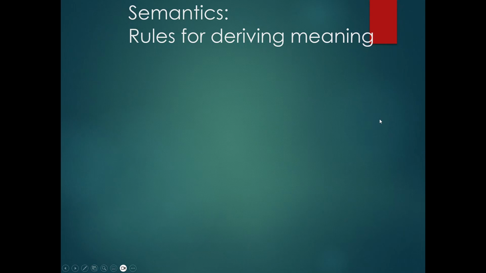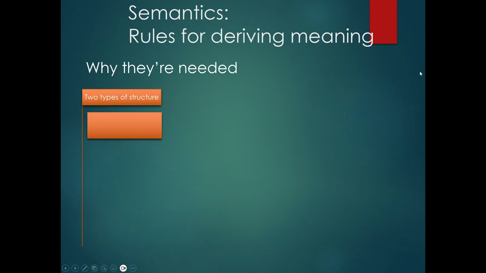So the semantics would be the rules for deriving meaning. Why do we need them? Well, there are two types of structure in any kind of verbal message. Again, whether it's spoken or it's written, doesn't matter. There's two kinds of structure. The surface structure would be the words that are actually being used. And then the deep structure is the meaning underlying those words.